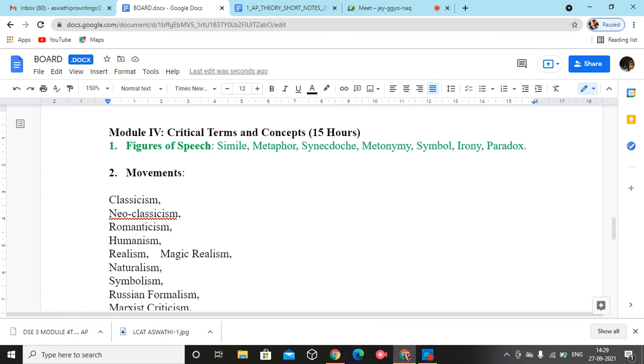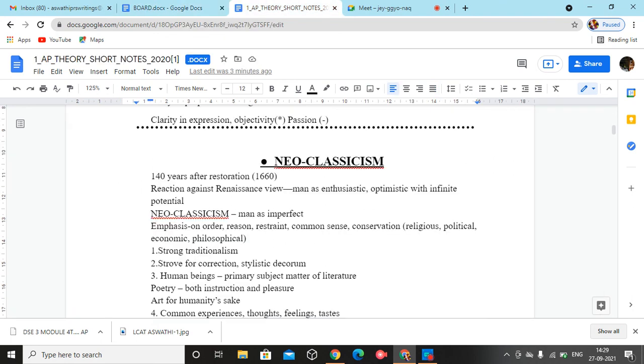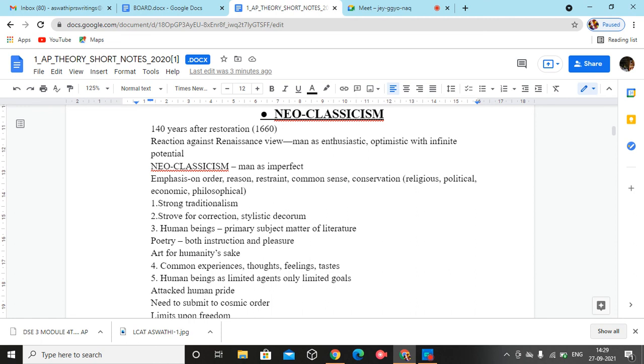Details like Neoclassicism. So we are going to that term now. Neoclassicism. Look at the term neo. Neo means new, something new. Classicism is there, but it's something new. Neo-Classicism: the 140 years after the Restoration of 1660. This is how history of English literature becomes very important. 140 years after the Restoration. And what happens? What is this 1660 incident?